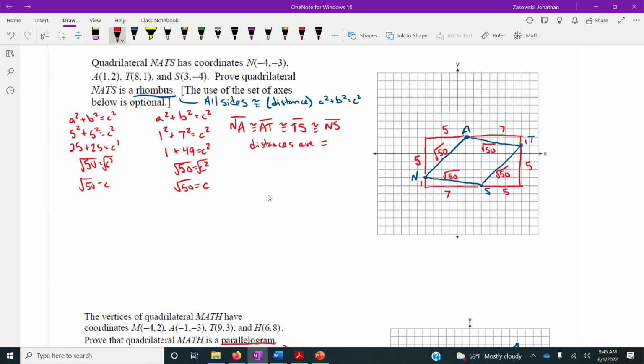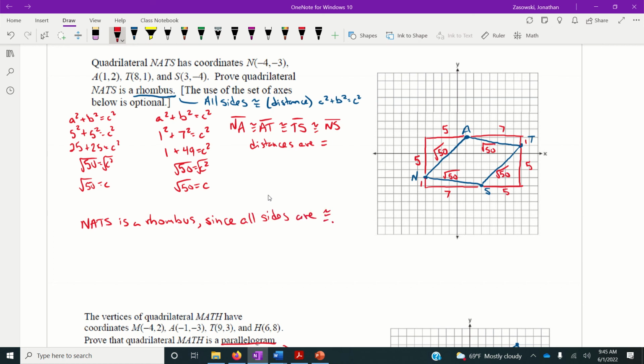They're all equal. Okay? Now, important thing, we need to make a summary statement. We need to make sure we prove it. So just like our normal proof statement at the end of a proof, we're going to say that NATS is a rhombus, and then we are going to make sure we identify what property we just used. This has just shown that all sides are congruent. So it's a rhombus since all sides are congruent.